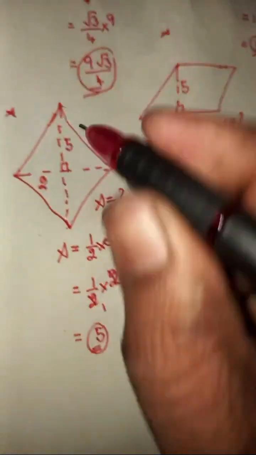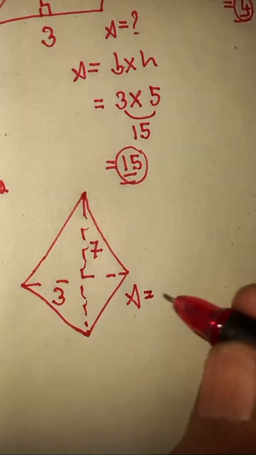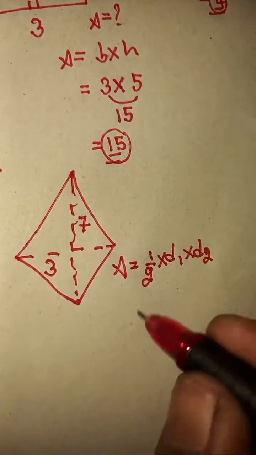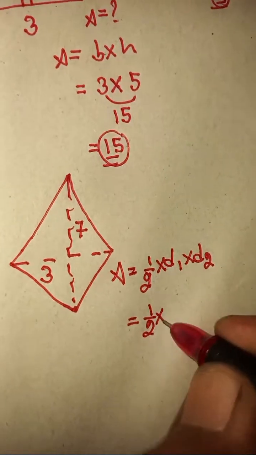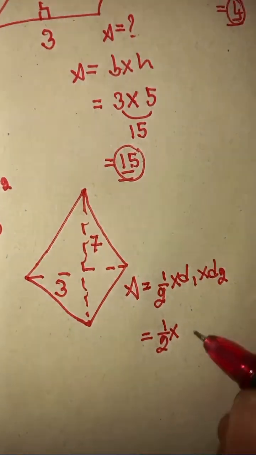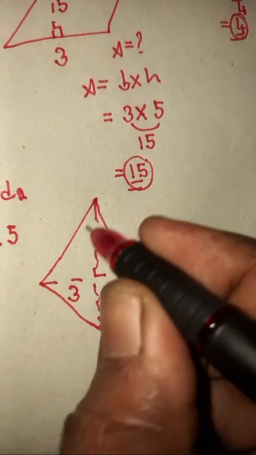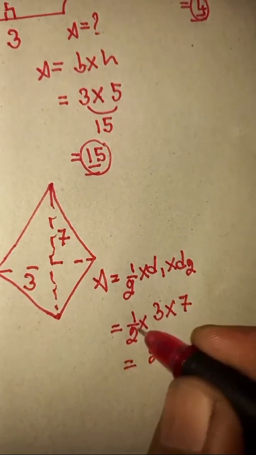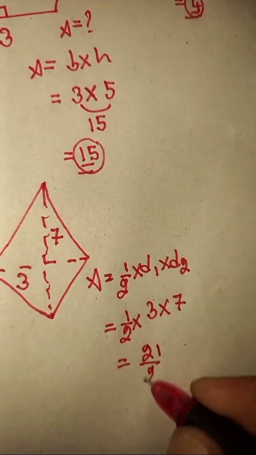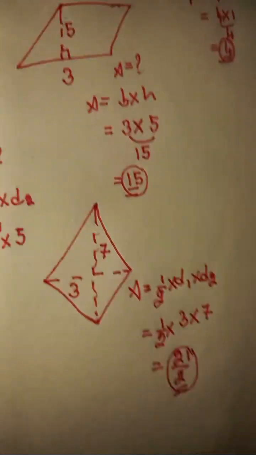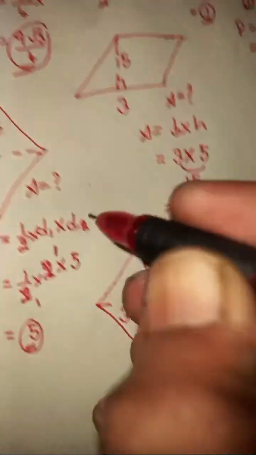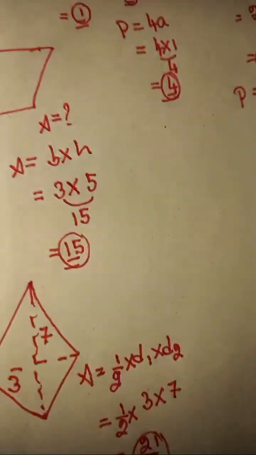A kite is completely different from this, but the formula for area is the same: half times diagonal 1 times diagonal 2. That is half times this is diagonal 1, 3 units, times this is diagonal 2, which is 7 units. 3 times 7 is 21. You cannot divide this below, 2 remains, so 21 by 2. In a kite, only these two sides are equal and these two sides are equal, but in a rhombus, all four sides are equal.